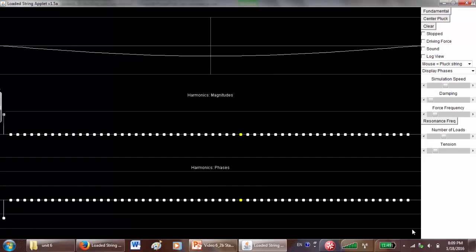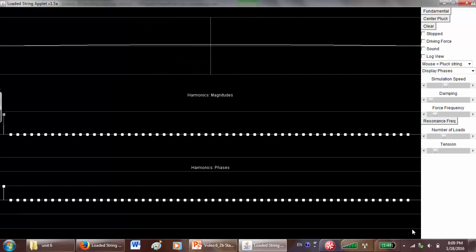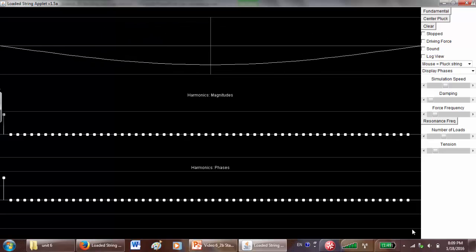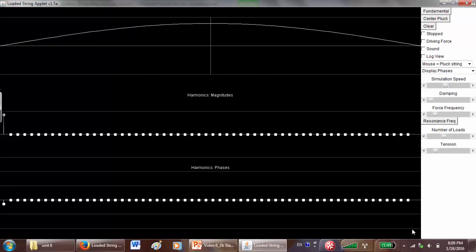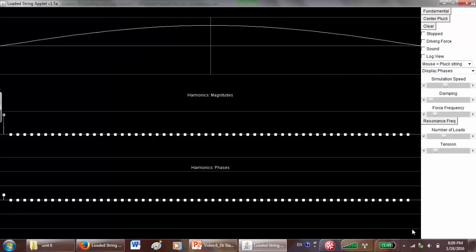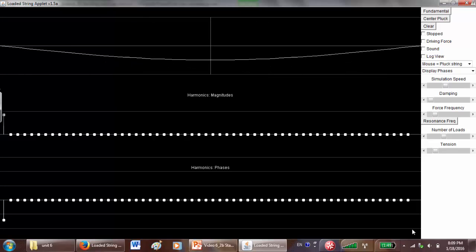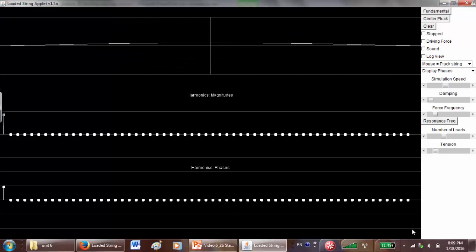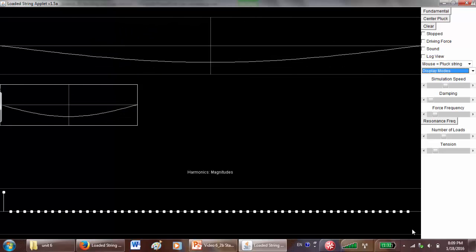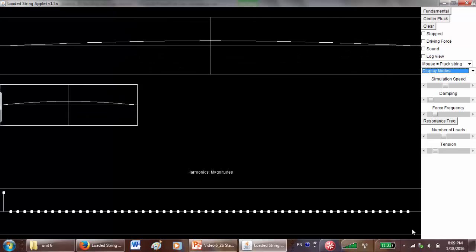Remember, when we pluck a string with two fixed ends, we can set up a standing wave because of the reflection of the wave as it goes back and forth between the ends. If we look at this animation right now, we have the fundamental, and the fundamental frequency is showing us half of a wavelength. I want to show the nodes here. So we see that there's just the fundamental mode here, so it just has one half of a wavelength.